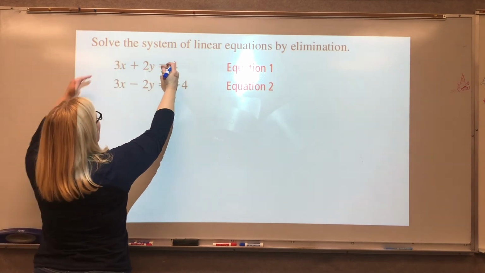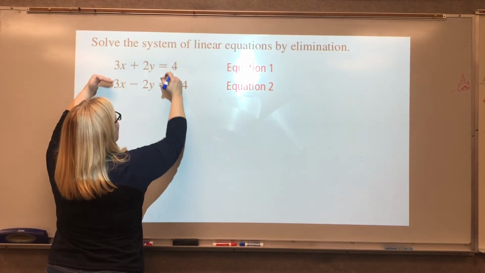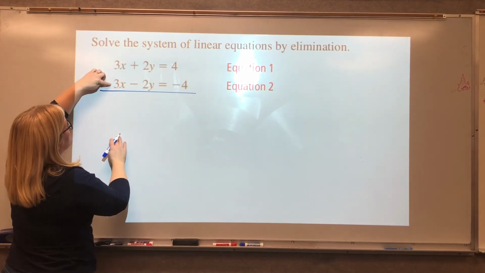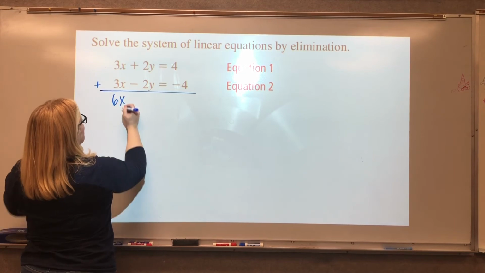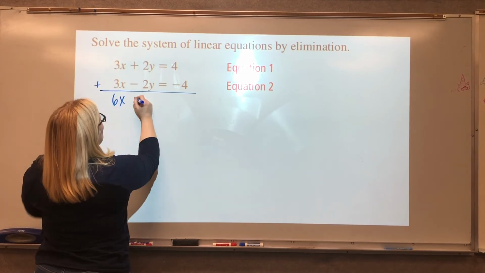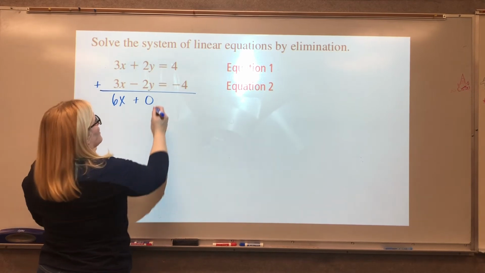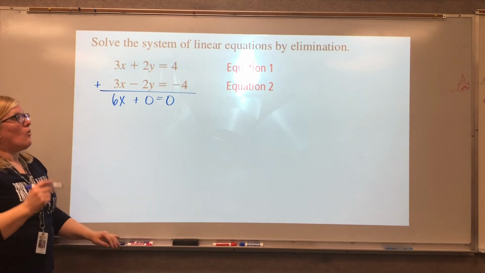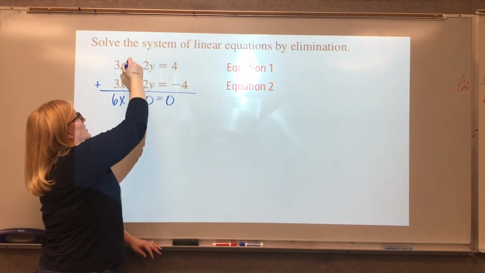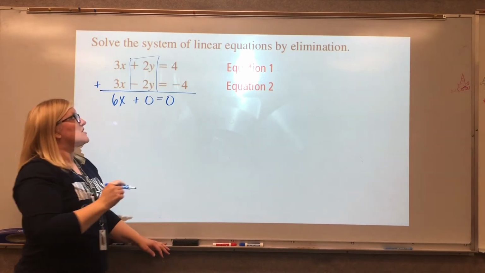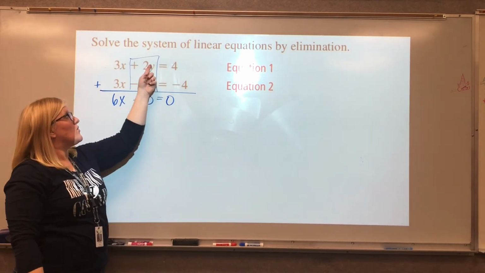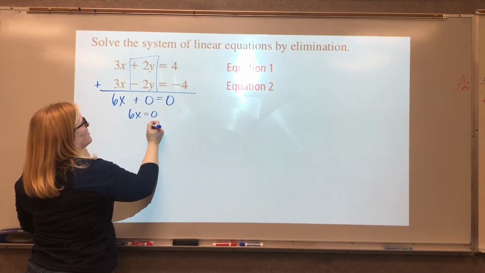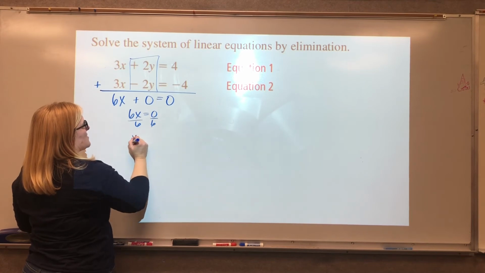I'm going to treat this like an addition problem going down. 3x plus 3x is 6x. 2y minus 2y is 0. And 4 minus 4 is 0. What we want is for one of these variables to drop out, so that when you add them together, you get 0. Because now look what I have. I have 6x equals 0. Divide by 6, x equals 0.